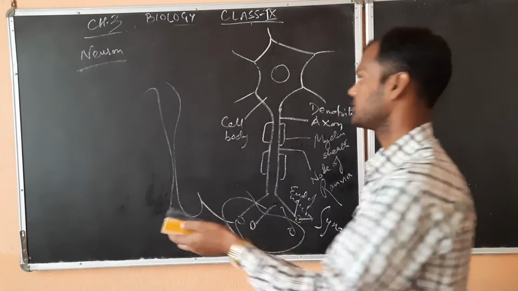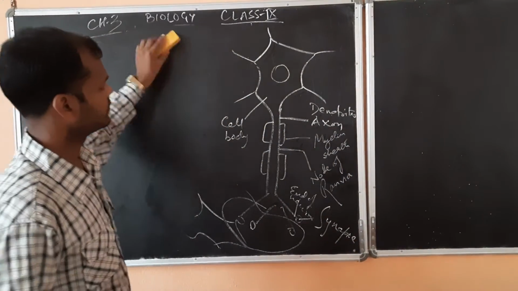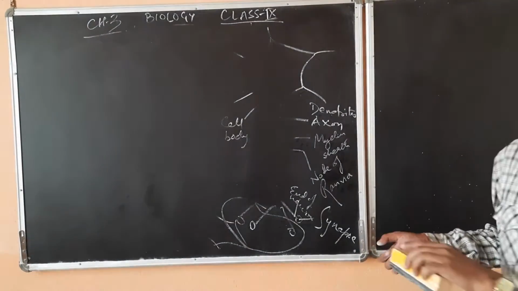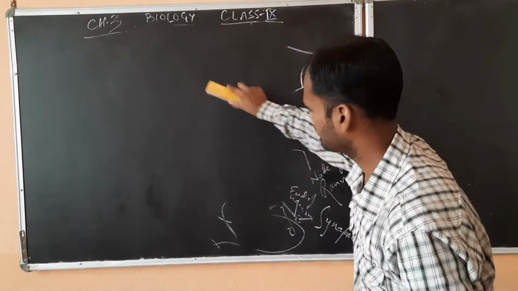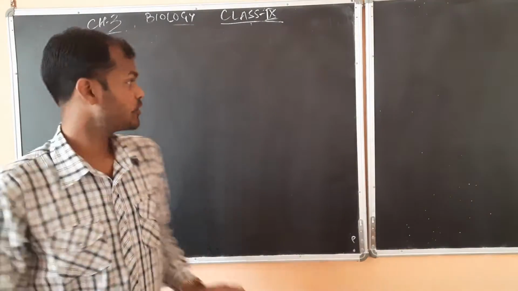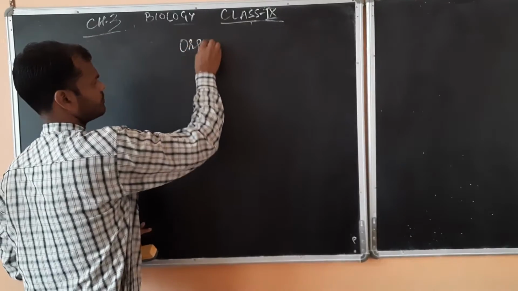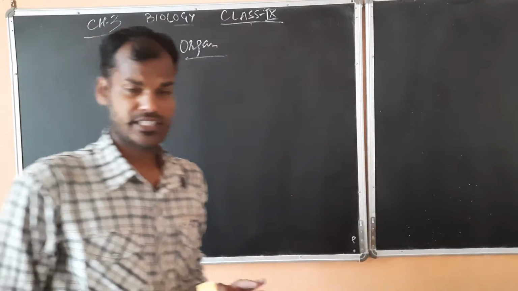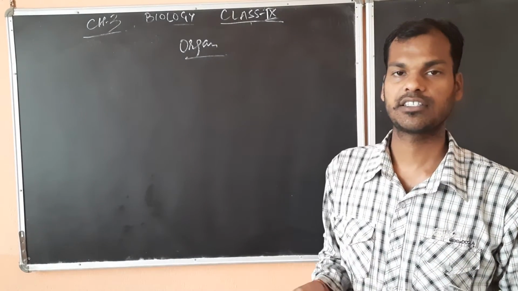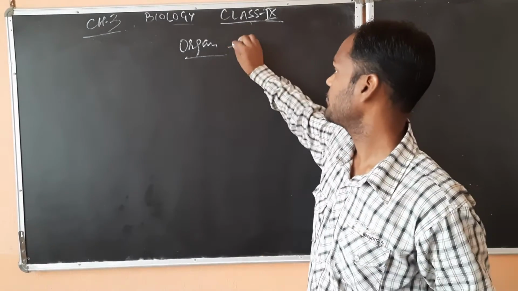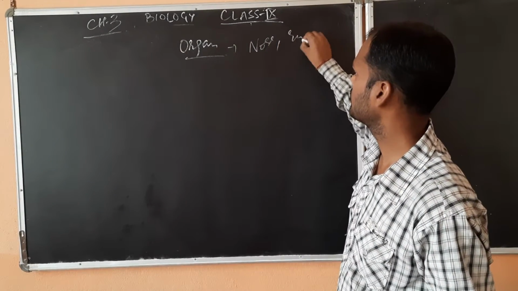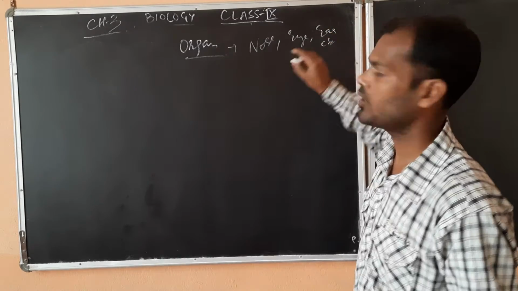Now we will see the tissues, organs, organ system, and organism. Now coming on to organ. Organ simply means a collection of tissues performing the same function. If we talk about organs in the human body, we talk about the nose, eye, and ear. These are all organs.